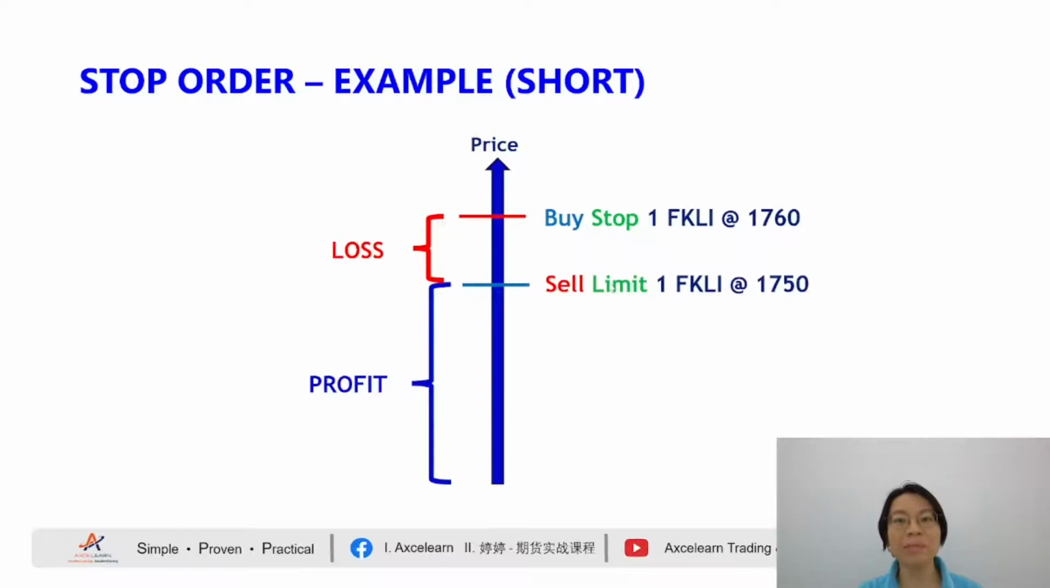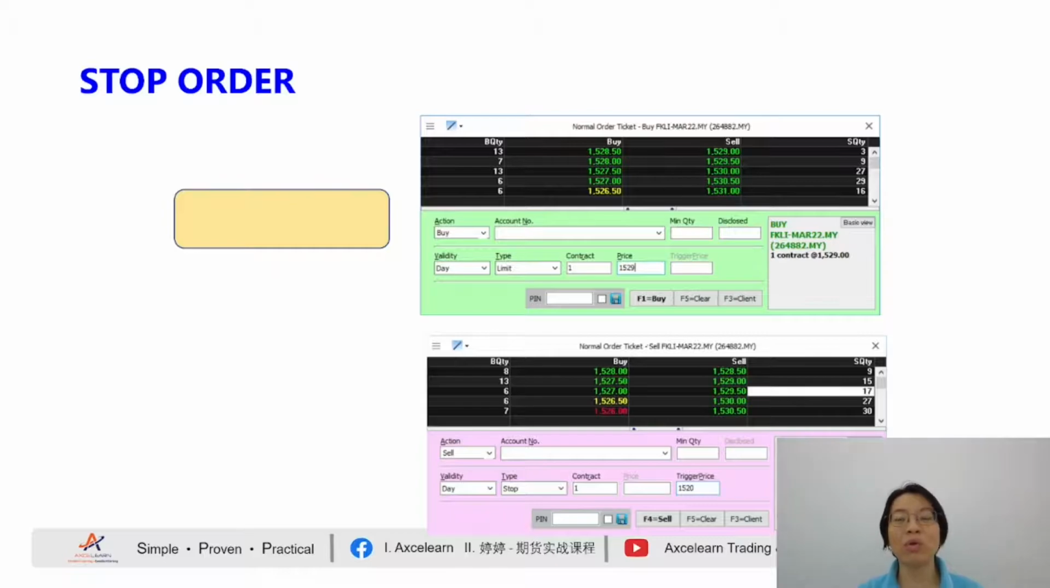So let's say, for example, you sold at 1750, when the market went higher, once it reached 1760, your stop order will be triggered. It will be sent to the market and they will give me the next best available price. So it might be 1760, it might be 1760.5, it might be 1761, etc. Now, this is the actual scenario. I'm going to show you how you really execute in your trading platform.